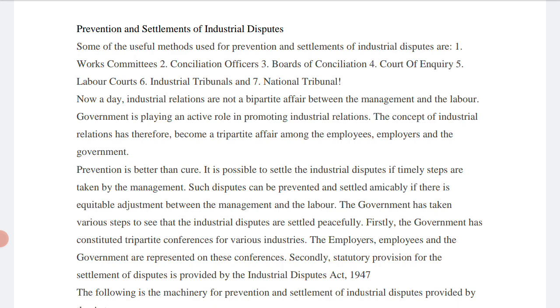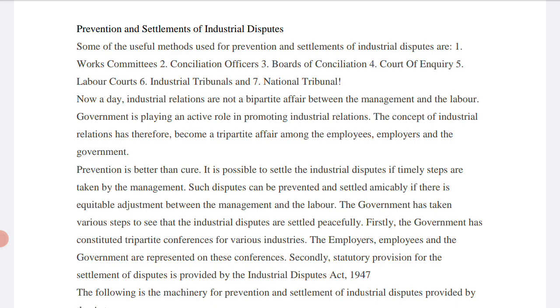The government has taken various steps to see that industrial disputes are settled peacefully. The government is making efforts to settle such disputes in a silent way. They have considered this. Then the government has taken some steps to see that industrial relations or industrial disputes are settled peacefully.